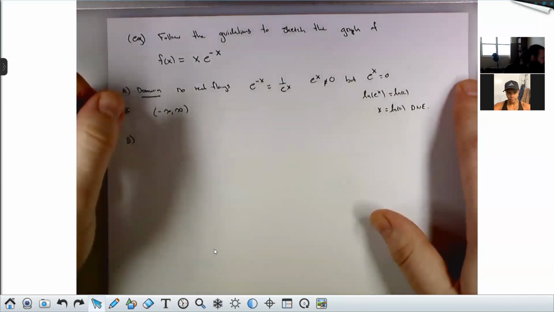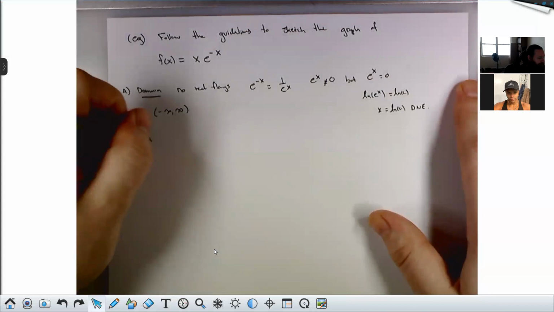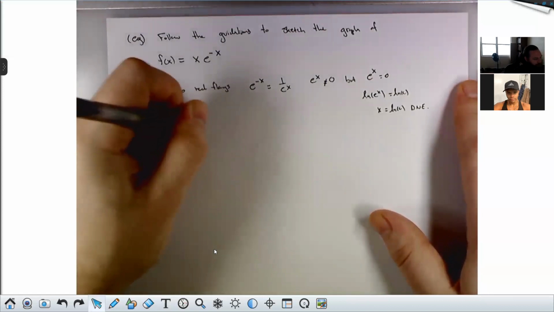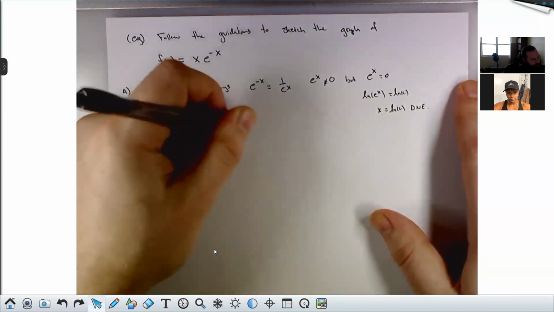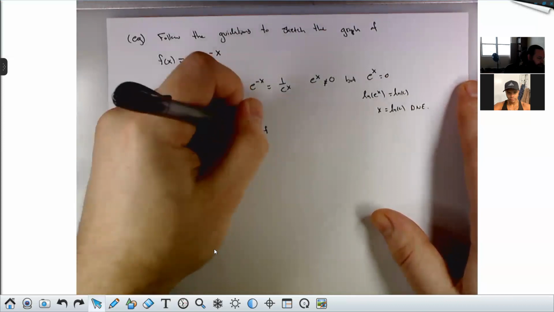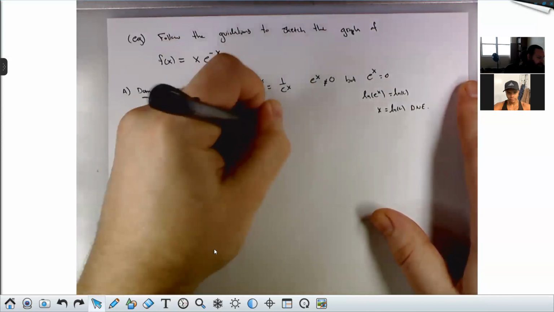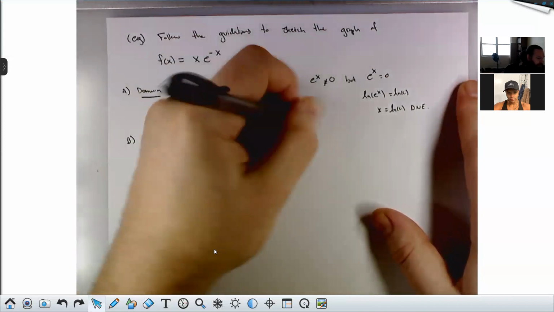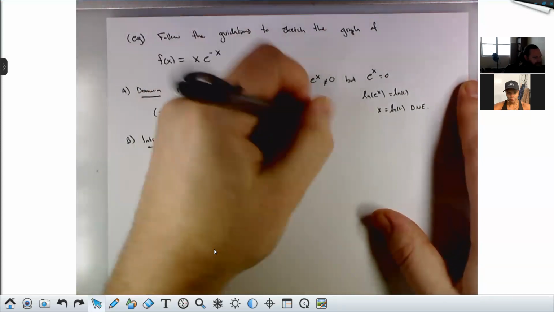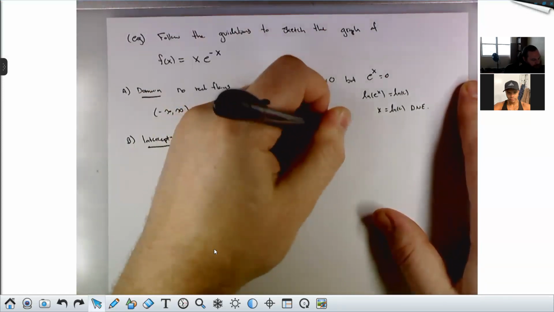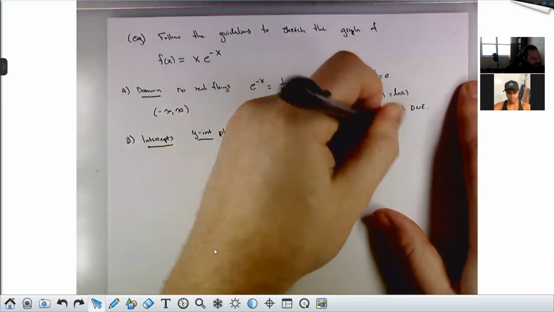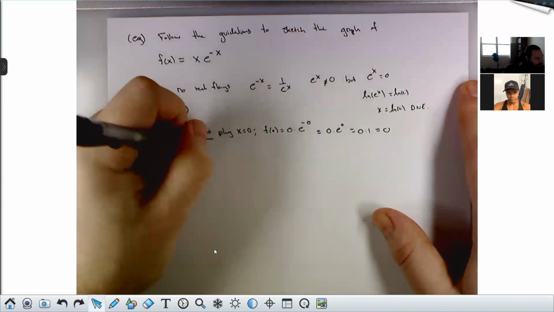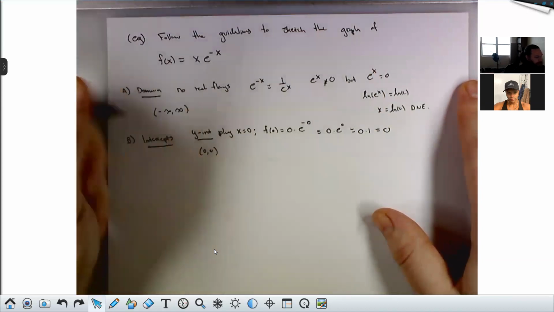Intercepts. To find my y-intercept, I plug in x equals 0. That looks like f of 0 is 0 times e to the negative 0, which is 0 times e to the 0, which is 0 times 1, which is 0. So my y-intercept is the point (0, 0).